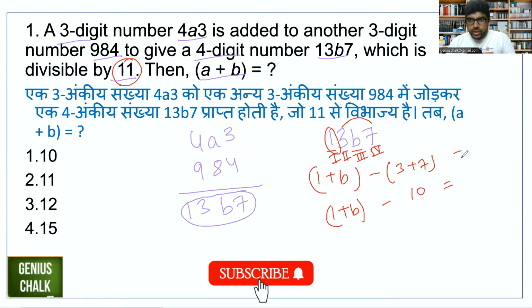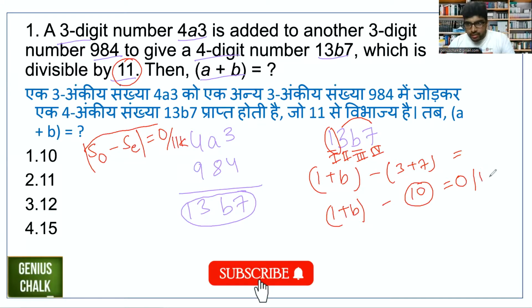And what is the rule? The rule is sum of the digits at odd places minus sum of the digits at even places, mod. Mod means if the difference is coming in minus, you take it plus. And this has to be either 0 or a multiple of 11. So in this case, we have to make this difference equal to 0 or 11 or 22, because these are the multiples. 11k means multiples of 11, right? 11, 22, 33, 44, and so on.